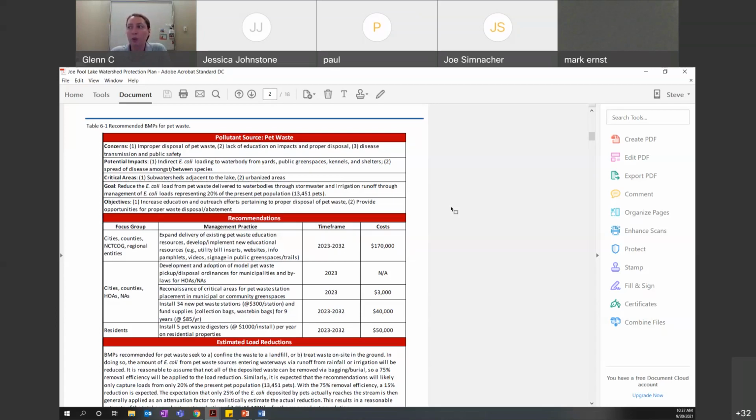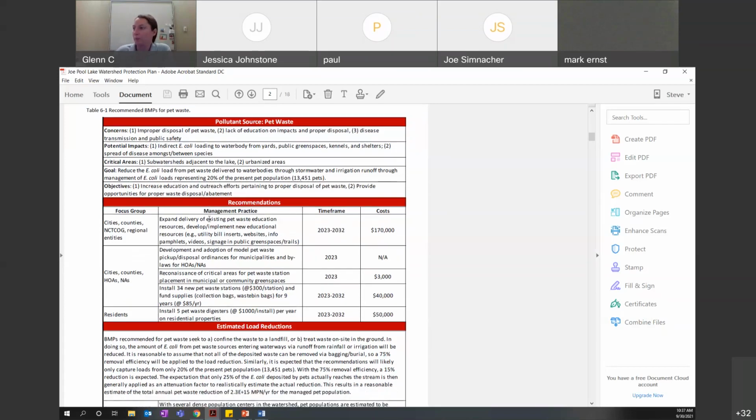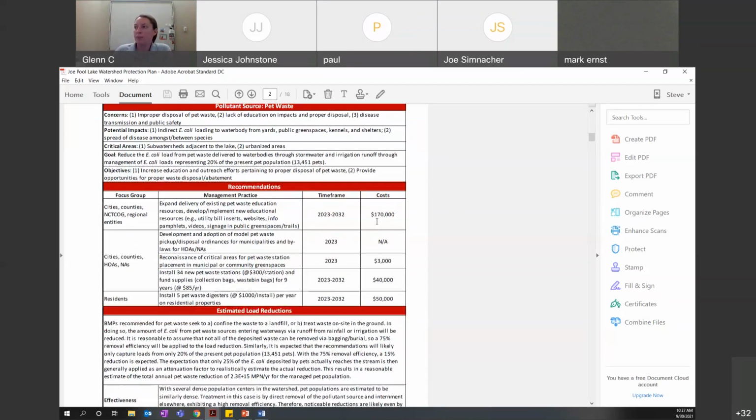13,451 pets. So our objectives are to increase education and outreach efforts pertaining to proper disposal of pet waste and provide opportunities for proper waste disposal and abatement. And so these calculations came from estimates that Hog provided through their co-op program. And we're going to be looking at additional avenues since utility bill inserts aren't really used anymore.